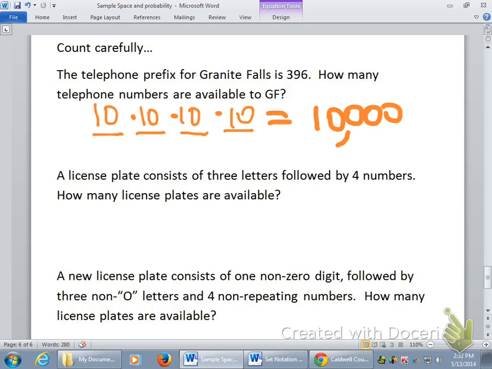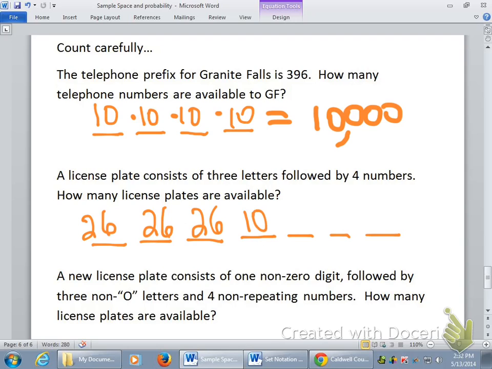So that right there, how many letters can there be? Oh, wait, there's 3 letters and then 4 numbers. 26. Okay, so there's 26 possible letters here. Yeah, there's a lot, and 26 here. Now, what kind of digits can go here? 0 through 9. So that's another 10, and another 10, another 10, another 10. And the fundamental counting principle tells you that you multiply all those together.